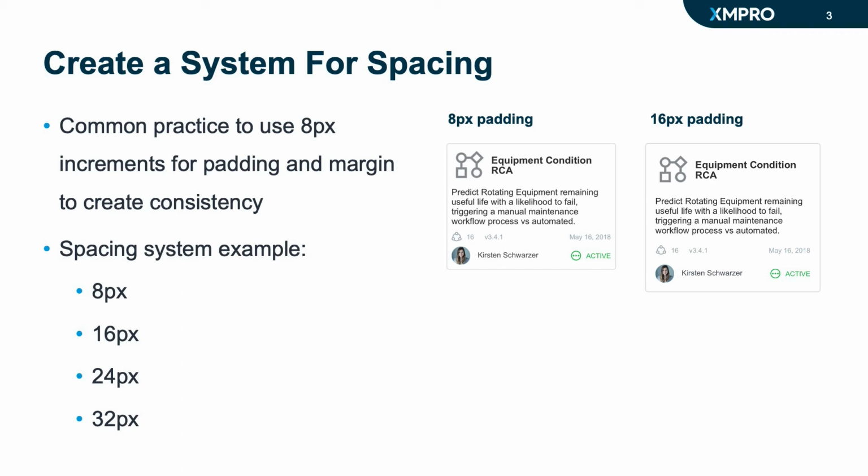In the example, you'll see that the card on the left has 8 pixels padding between all of the elements. Now, this doesn't look bad, at least there's some padding. But if you look at the version on the right with 16 pixels padding between elements, you'll see that it's much easier to read and it looks less cluttered. When you add 8 of these on a screen, the effect will be magnified even more. This example shows you how white space can have a big impact, even if it's just an 8 pixel difference.